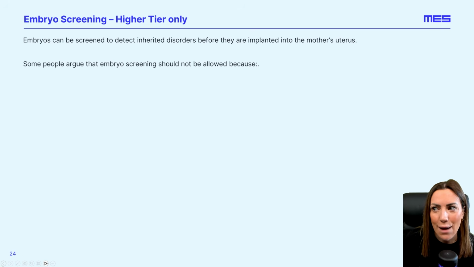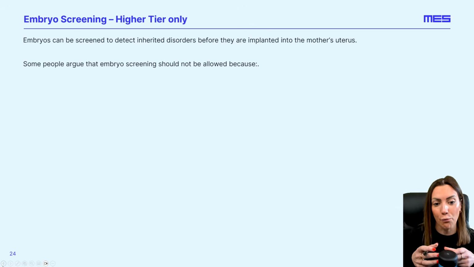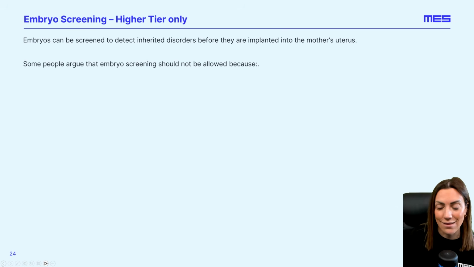Now, embryos can be screened or have their DNA studied to detect inherited disorders before they are implanted into a mother's uterus. This again is higher tier only. This is embryo screening. So this might be one reason why a couple opts for IVF, because they don't want to conceive naturally. They want to create the embryo in the lab so the embryo can be screened or checked for genetic diseases before it is implanted.